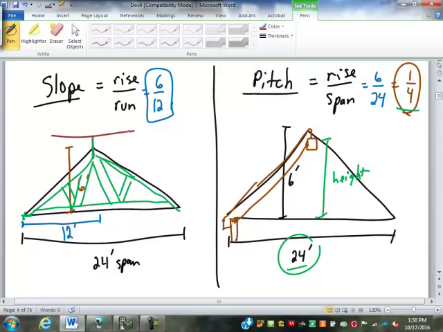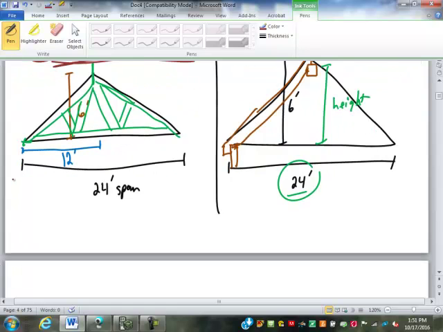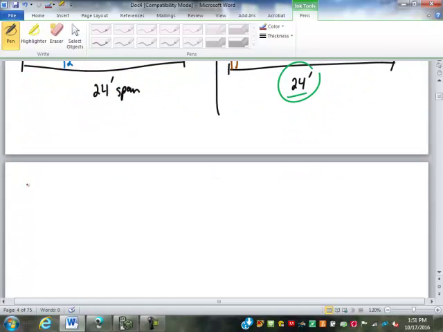So our question becomes, how do I convert from a slope to a pitch? Because what's given on the framing square, is that a slope or a pitch? Slope. 6/12, 4/12, 8/12, whatever. It is a slope that is given. So we need to be able to convert. If I have a slope of 4/12, to convert it to a pitch, it's really simple.